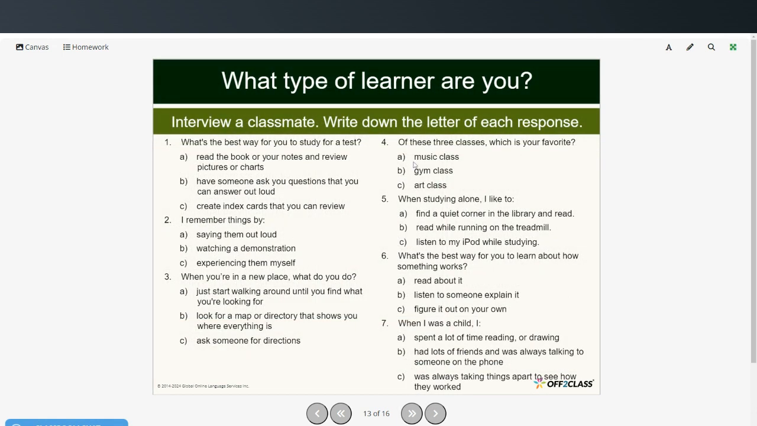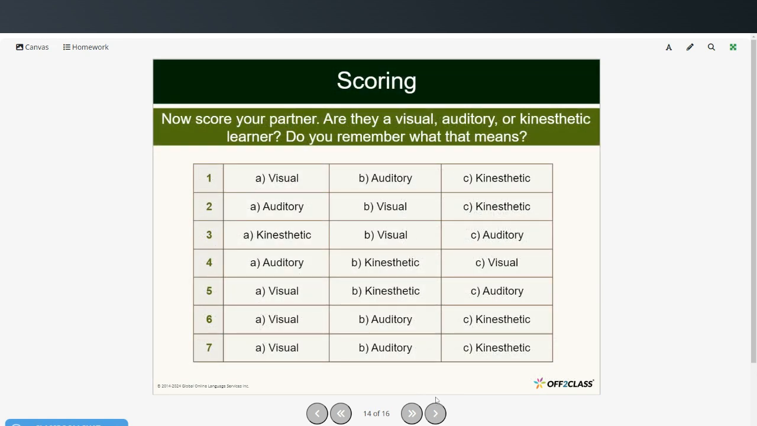So what type of learner are you? You might want to answer these questions for yourself and write down your responses. So you can try that on your own. And then you can score yourself to figure out, based on the answers that you gave, what kind of learner that you are.